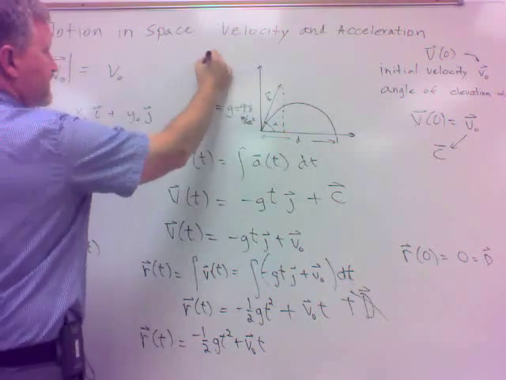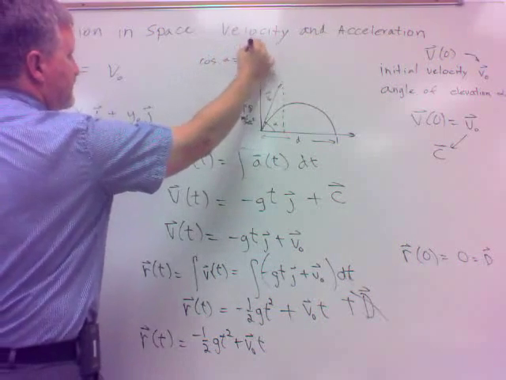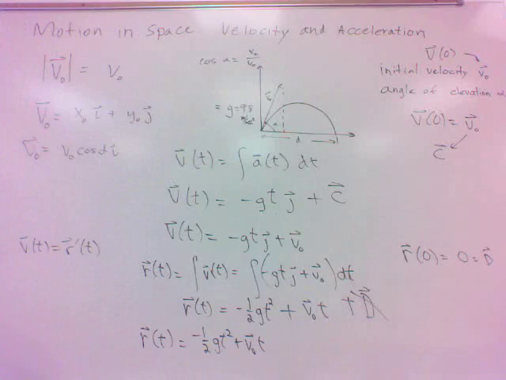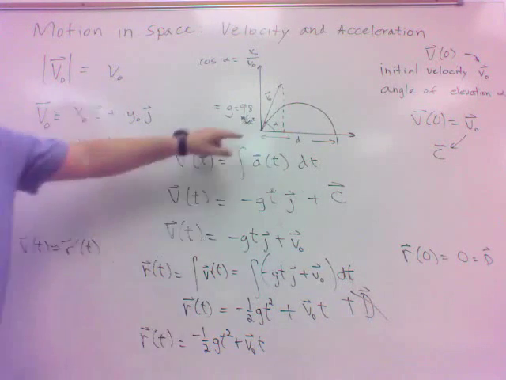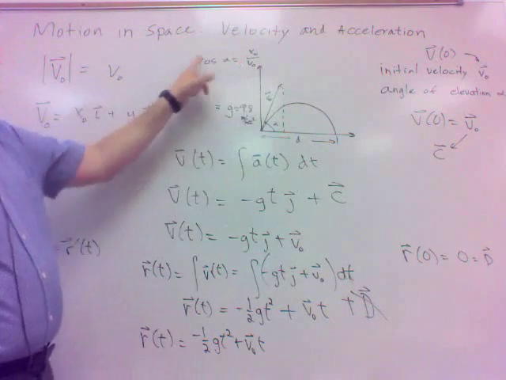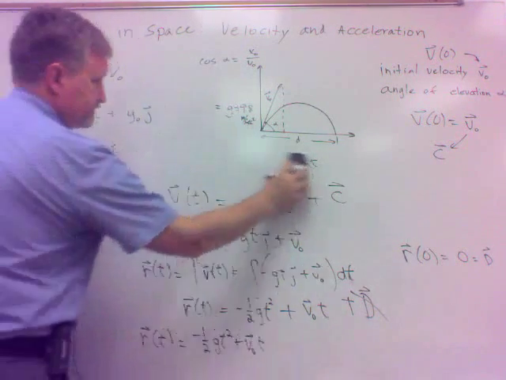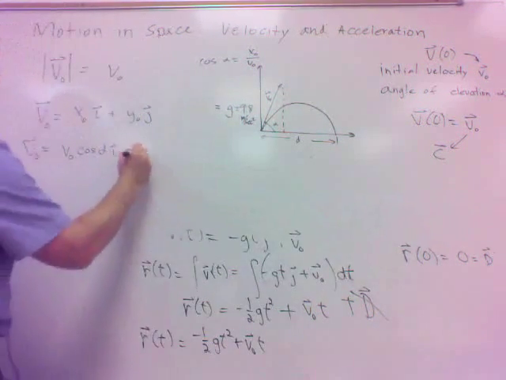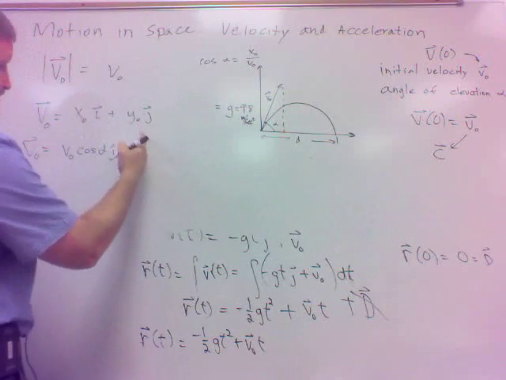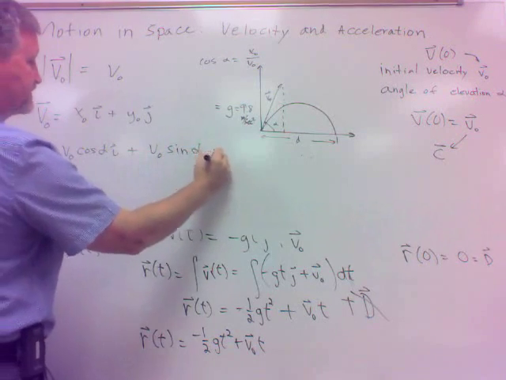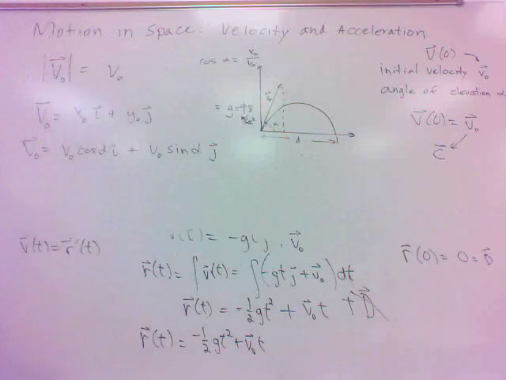Because we've got the cosine of alpha, that would be x sub 0 over the magnitude of your velocity vector, right? That's where that's coming from. So x sub 0 is v0 cosine of alpha. And then similarly, the y component would be the sine, right? v0 sine of alpha, same idea.